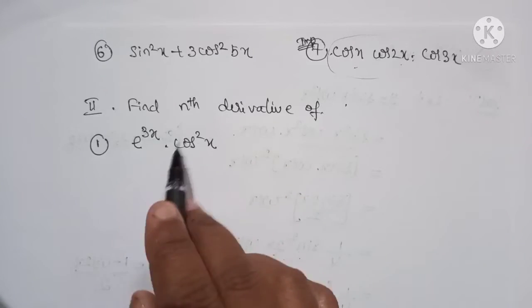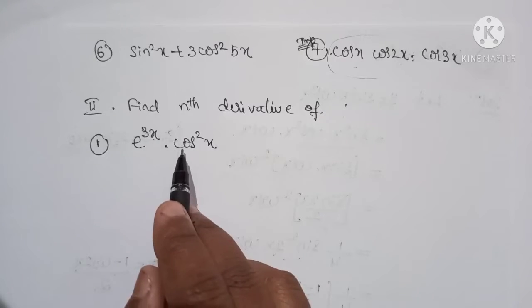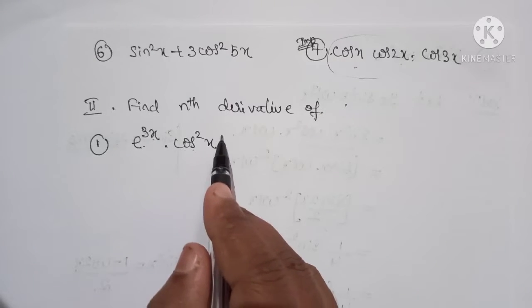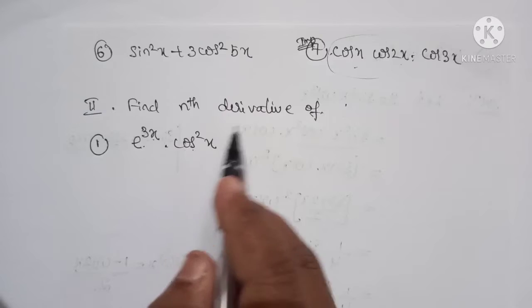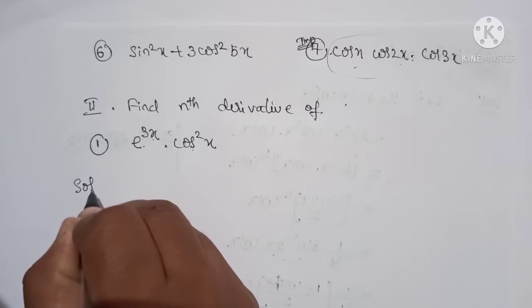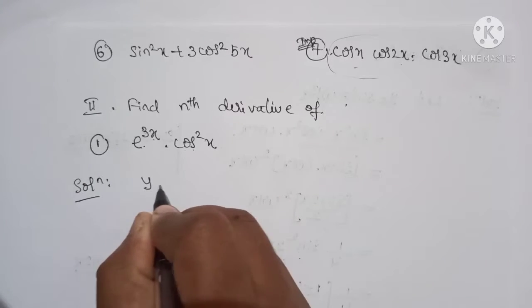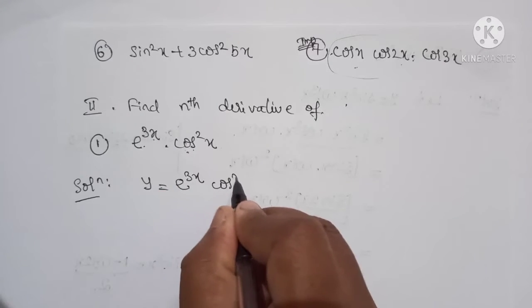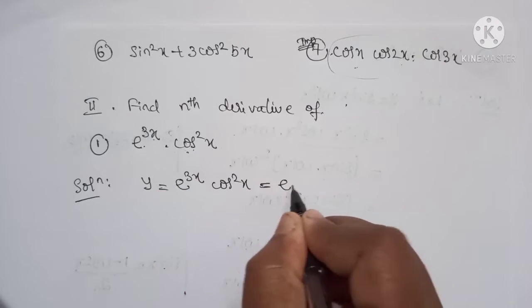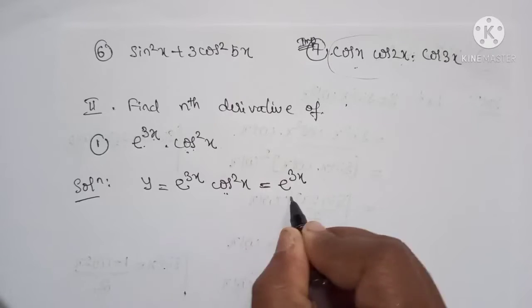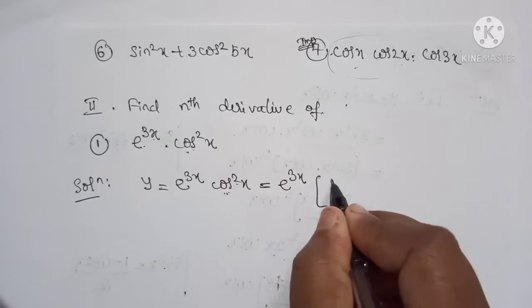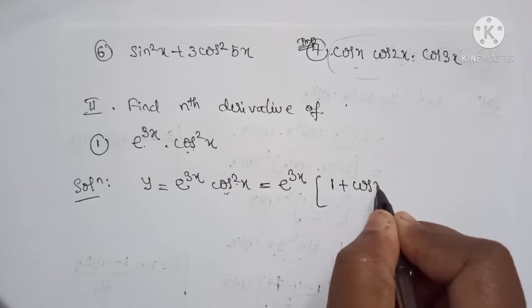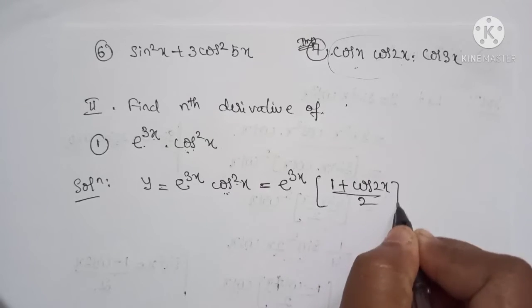Find the nth derivative of e raised to x cos square x. First we have to simplify this cos square x by using a trigonometric formula. So let us consider the given function as y equals e raised to 3x cos square x. Here we apply the cos square x formula, that is (1 plus cos 2x) divided by 2.